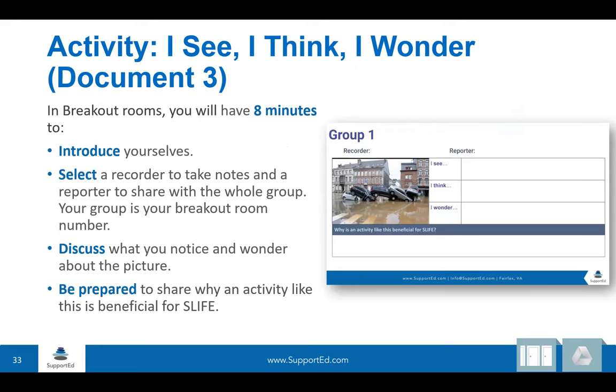So when you get into your breakout rooms, you'll introduce yourselves, you'll have a recorder and a reporter, and there's a space on your Google Slides for you to type that information in. And then you'll talk about what you notice and wonder about this picture, and then talk about why this might be beneficial for SLIFE. You can see at the bottom of the slide that there's space for you to write in your answer to that discussion. And then we'll have a debrief afterwards. So are there any questions? And the directions are in the chat, so you can come back to them.